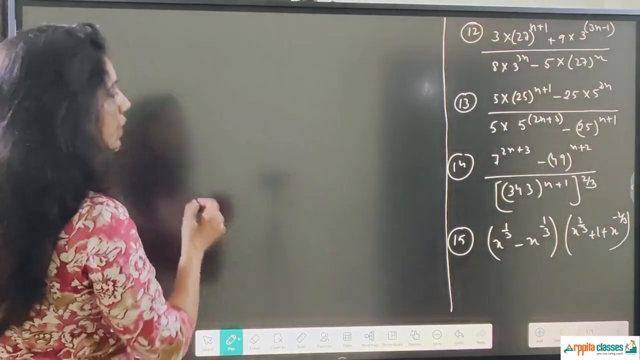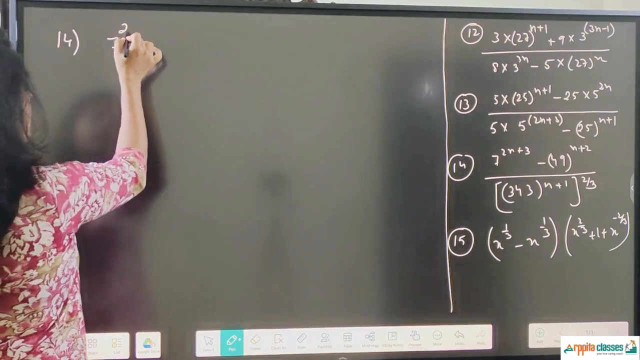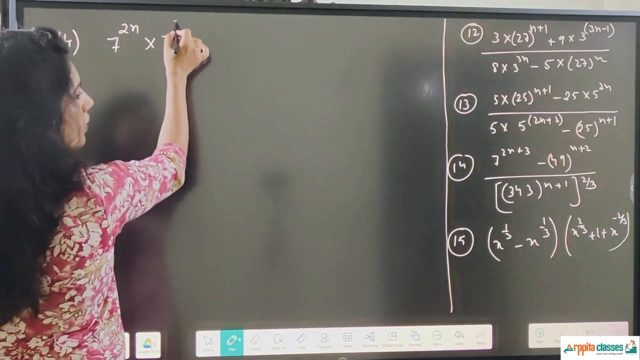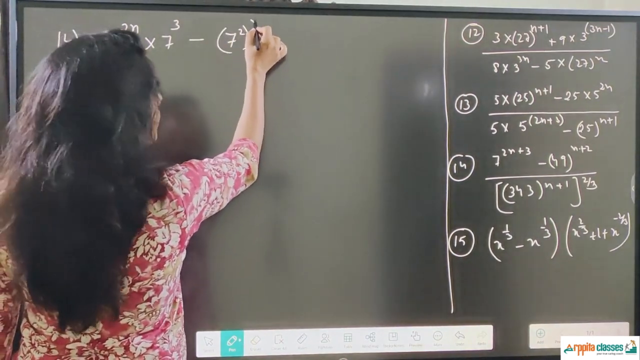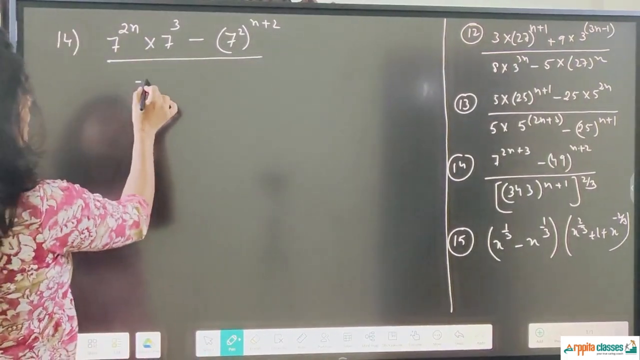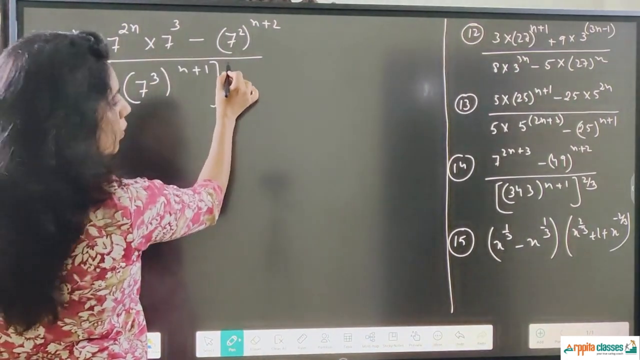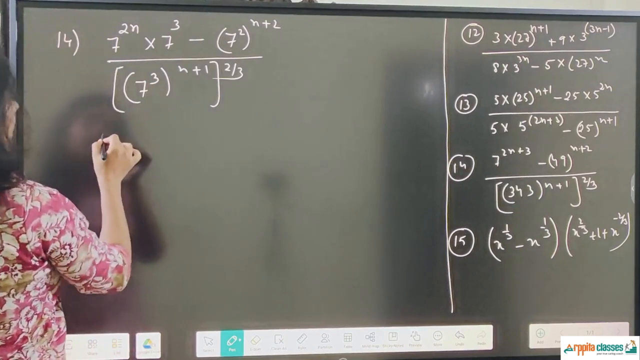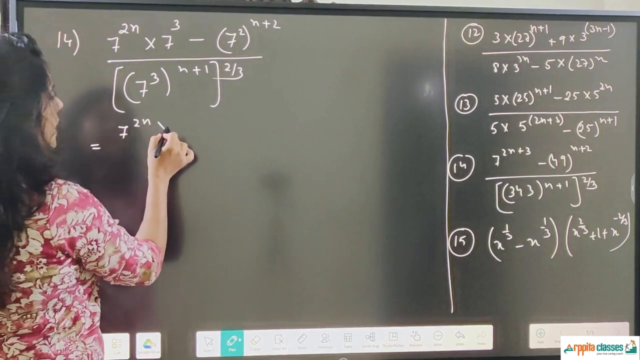Okay? Yes, so the 14th sum is 7 to the power 2n plus 3. So that can be written as 7 to the power 2n into 7 to the power 3 minus 49. So that's 7 square whole to the power n plus 2 divided by 343 is your 7 cube whole to the power n plus 1 and this whole to the power 2 by 3. Let us do it step by step. This is 7 to the power 2n. We can't do anything. We will keep it as it is.